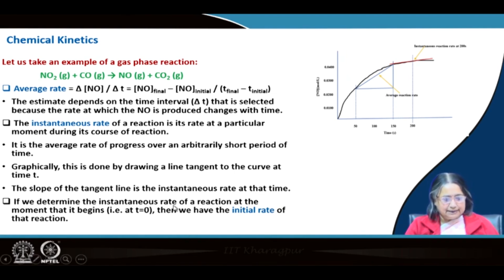If we determine the instantaneous rate of a reaction at the moment that it begins, in the beginning, then we will call it the initial rate of that reaction. Okay. So, this is also sometimes very important.